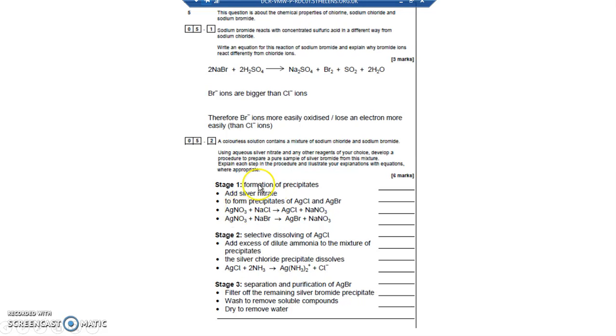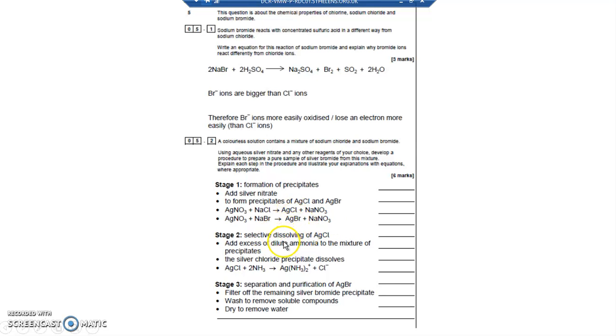So AgNO3 is silver nitrate, plus NaCl makes AgCl and NaNO3, sodium nitrate. Silver nitrate and NaBr, sodium bromide, makes silver bromide and NaNO3, sodium nitrate again. Next, you've got to find a way of separating these two.